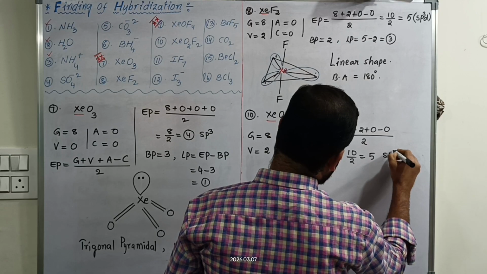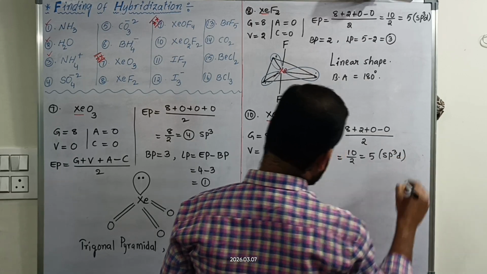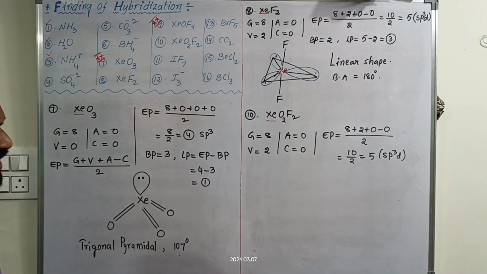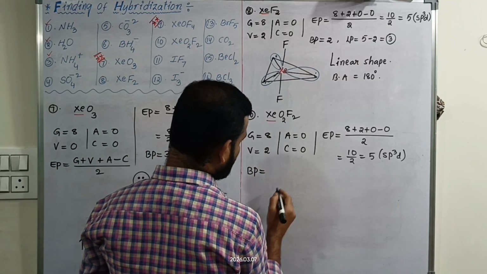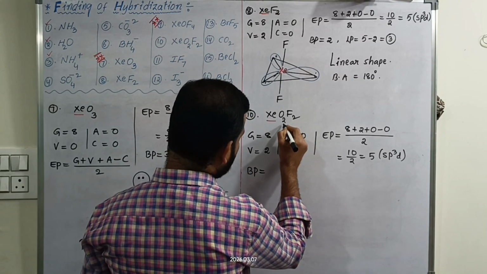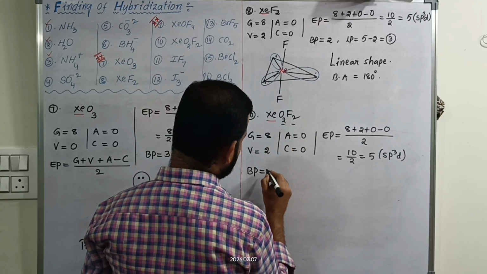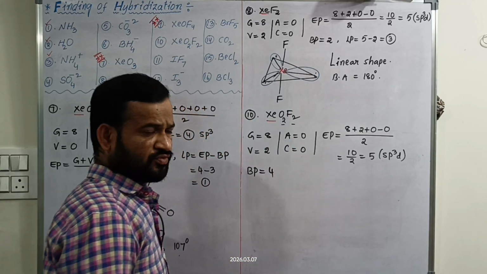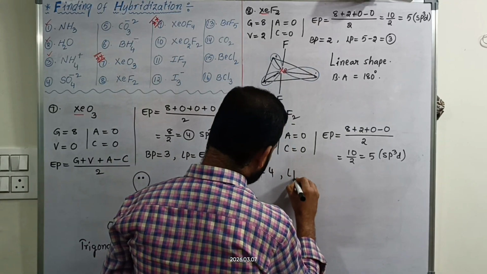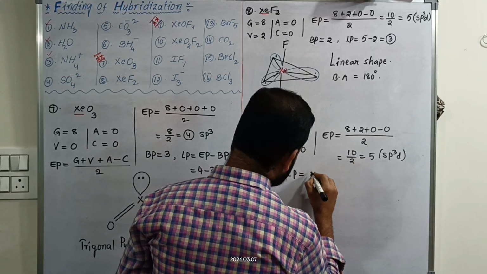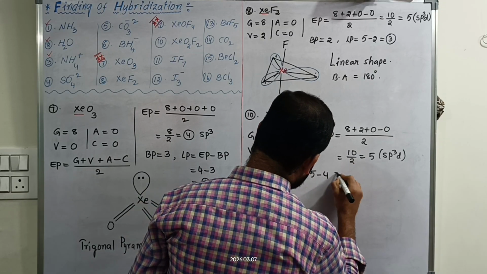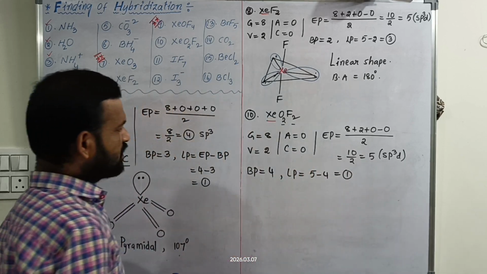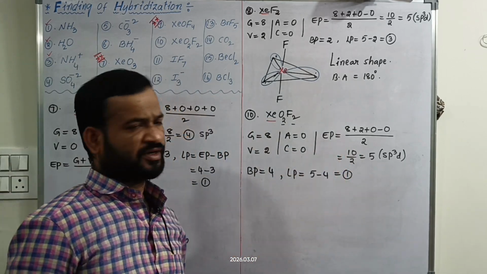Means sp3d hybridization. sp3d hybridization. So then how many bond pairs are here? How many bonded atoms are there? Here 2 oxygens, here 2 fluorines. So totally 4 atoms, 4 bonded atoms. Next, lone pairs, how many? So total electron pairs minus number of bond pairs. So 5 minus 4. So that is 1 lone pair. So 4 plus 1, 5 electron pairs.